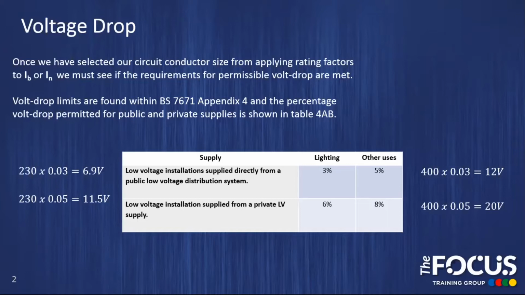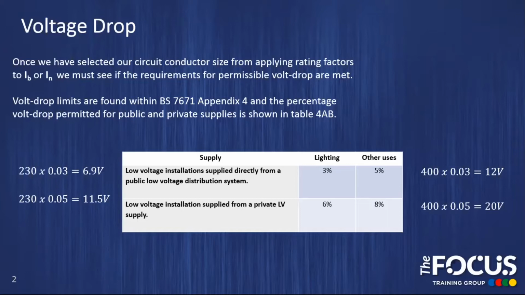However, if your workplace scenario or your exam questions etc. are based on private supplies, you would have to use the percentage limit shown for that type of supply. So we can see for public low voltage distribution systems, the permissible voltage drop limit for lighting is 3%, and for other uses, sometimes referred to as power, is 5%.